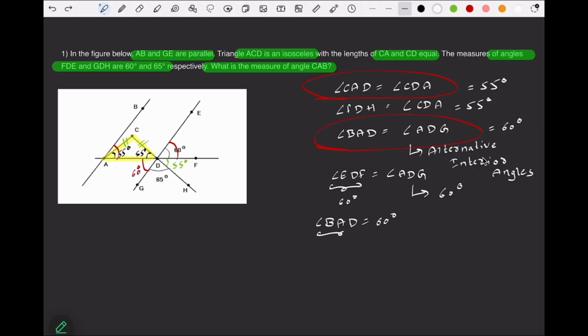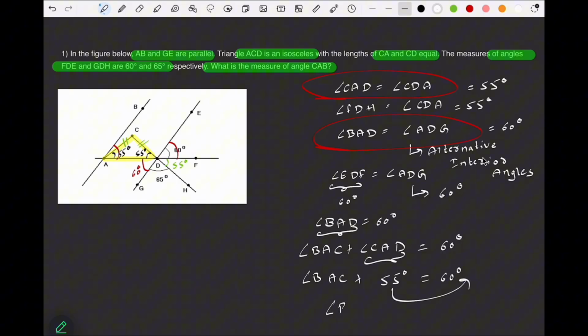Now we can divide angle BAD into two parts, angle BAC plus angle CAD, which is equal to 60 degrees. We already know angle CAD is equal to 55 degrees. So angle BAC plus 55 degrees is equal to 60 degrees. If I am taking this 55 degrees to the right hand side, we can subtract it. So angle BAC is equal to 5 degrees. So here is the answer. Angle BAC is 5 degrees. Let's jump into the next question.